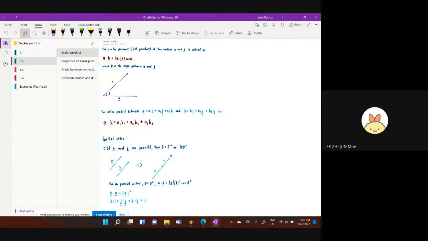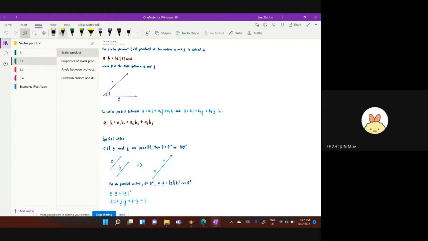Okay, hi guys, welcome to 5.2, which is the scalar product. In this subtopic, we will learn the scalar product, the properties of the scalar product, the angle between two vectors, and the direction cosine and direction angles.